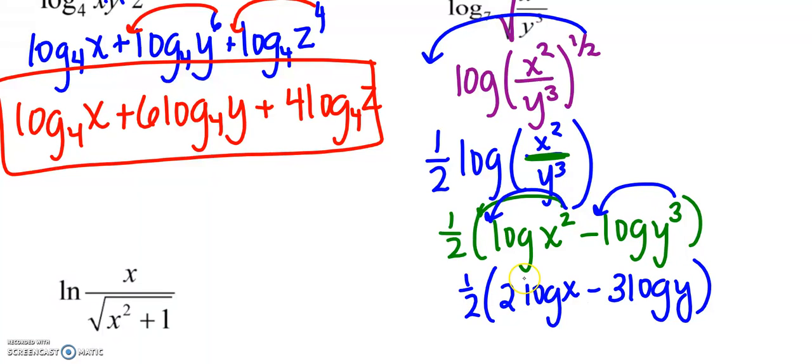Now I think this is a perfectly okay expanded answer. You've gotten rid of all of the properties that you could have with your logarithms, but you also could then distribute. This 1/2 times 2 is going to cancel itself out, and then 1/2 times negative 3 is going to be negative, I already had a negative sign, negative 3 over 2 log y, and I would say that either one of these answers is going to be sufficient.